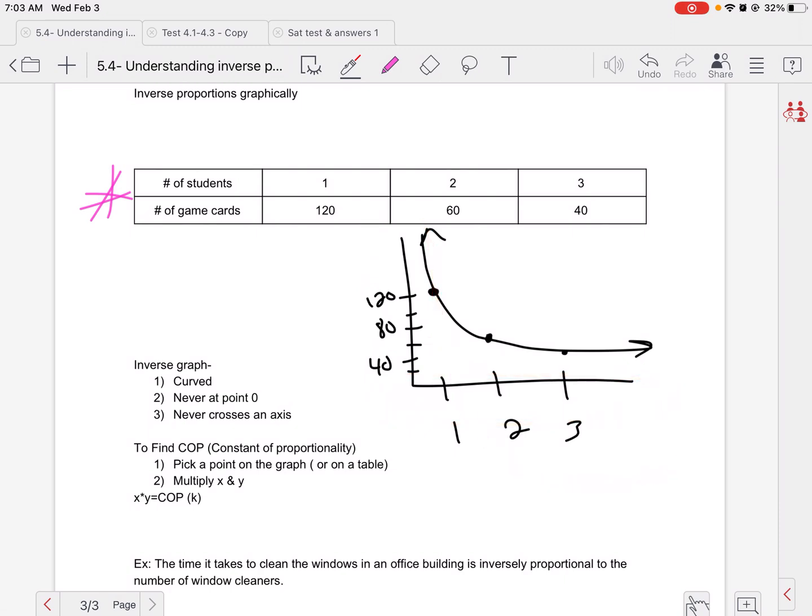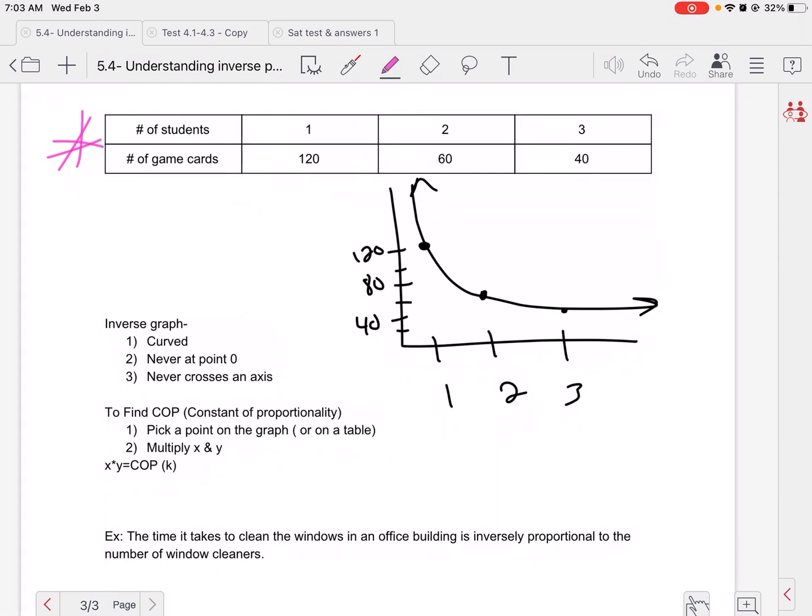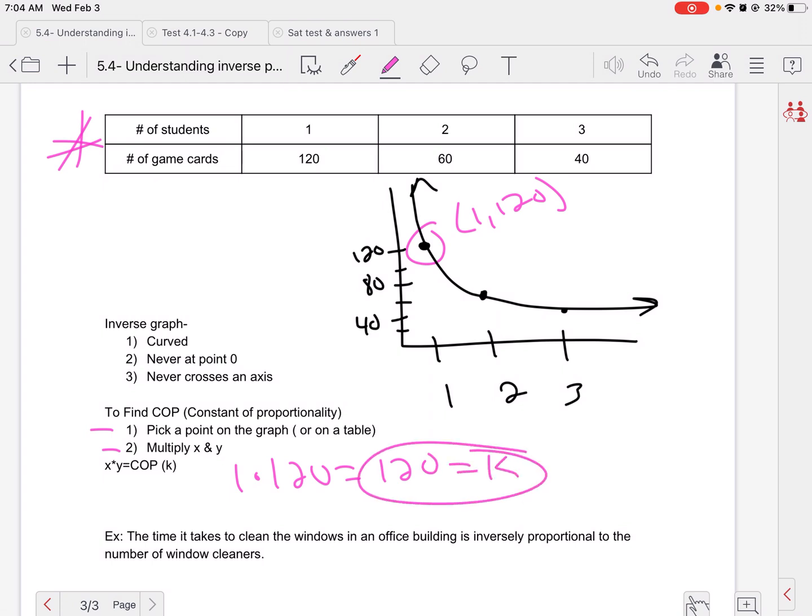Now to find the COP, it's a little bit different than in direct proportion. You get to pick a point on the graph or the table, depending on what you have, and you just multiply x and y together. So if I was looking at the point (1, 120), well, 1 times 120 equals 120, which is my k. So then my equation is xy equals 120, like we talked about yesterday. I could have also done the same thing with the point (2, 60), because 2 times 60 is 120, right? 3 times 40 is 120. So it doesn't matter which point you pick in inverse proportions, you just multiply the x and y together, and that's your k value.